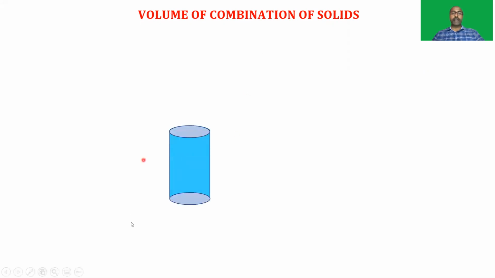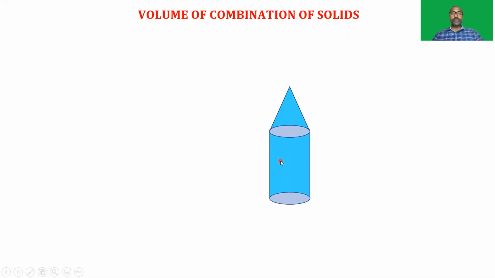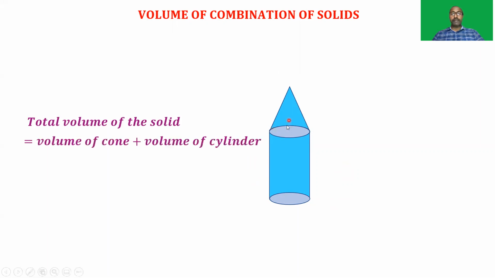Okay, so here I have a cylinder and a cone. After joining these two, we get a new solid object like this. Now the volume of this object is volume of cylinder plus volume of cone. So the volume of the solid so formed is equal to the sum of the volumes of the objects we have taken while forming this solid.